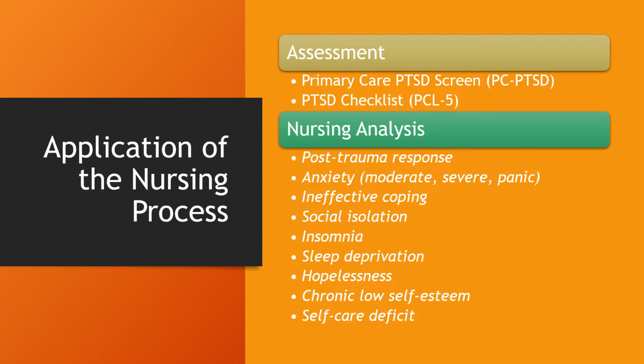After our comprehensive assessment, we can think about nursing analysis, and we can prioritize our findings. Again, always determining the level of anxiety as either mild, moderate, severe, or panic. Remember, I talked about all of these are going to have an underlying anxiety. The biggest analysis is just going to be that post-trauma response.